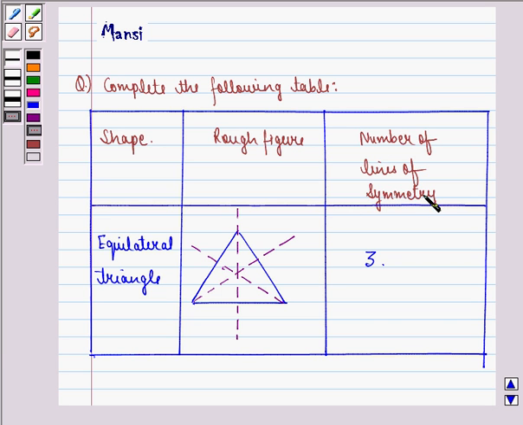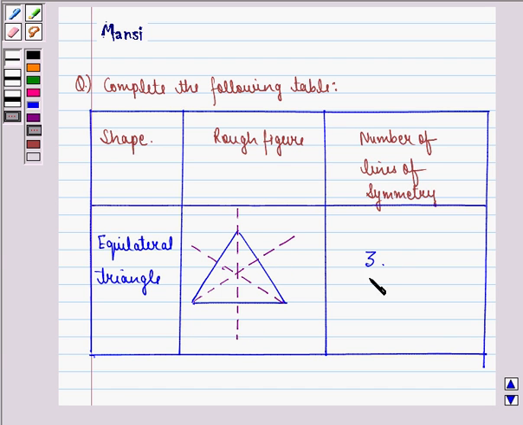So in this equilateral triangle we see that there are 3 lines of symmetry, that is 1, 2 and 3, because if we fold this as per the dotted line, then we see that one half of the triangle gets fit into the other half of the triangle. So 3 of them are the lines of symmetry.